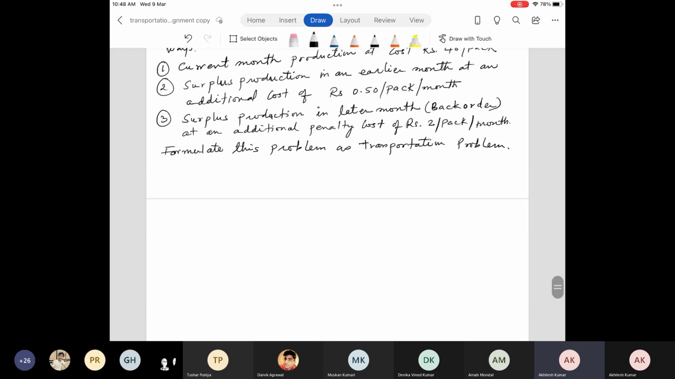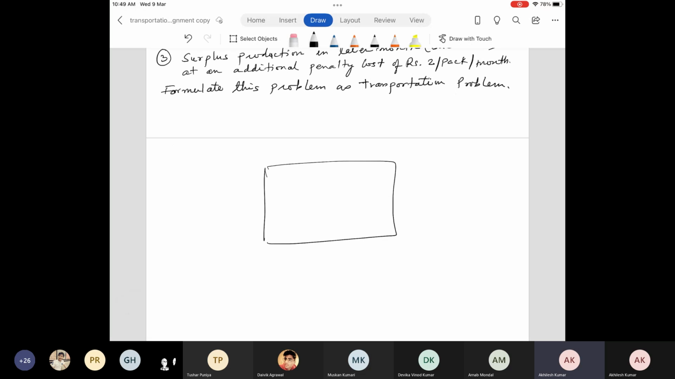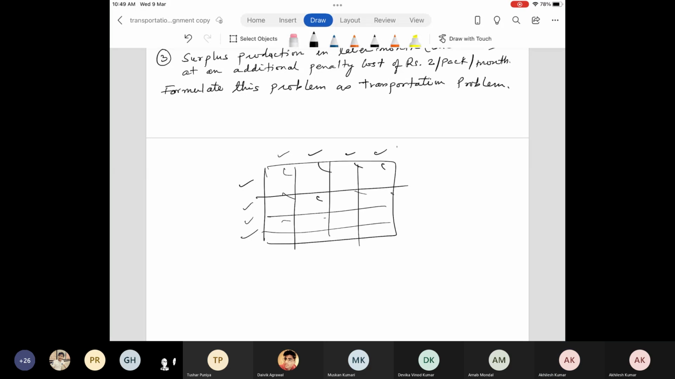Whenever I say formulate it as a transportation problem, there will be sources, there will be destinations, and you have to give the cost for each month. So this is what needs to be done. You think about it, solve it, and we will discuss it next class.